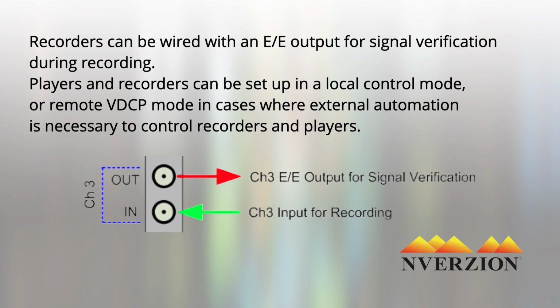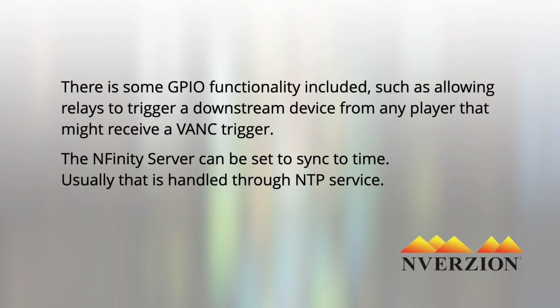Players and recorders can be set up in a local control mode or remote VDCP mode in cases where external automation is necessary to control recorders and players. There is some GPIO functionality included, such as allowing relays to trigger a downstream device from any player that might receive a Vink trigger. The NFinity server can be set to sync to time. Usually that is handled through NTP service.